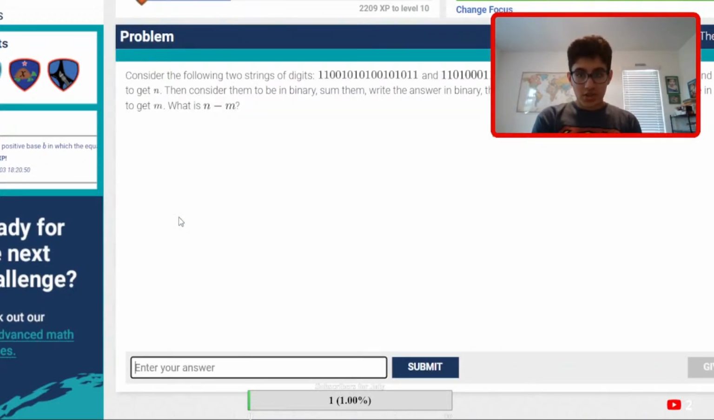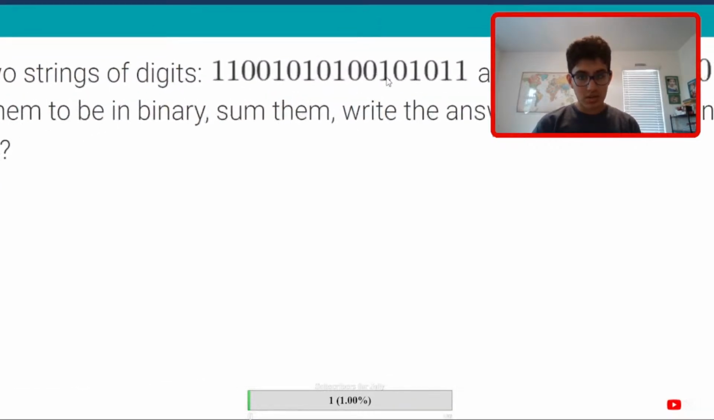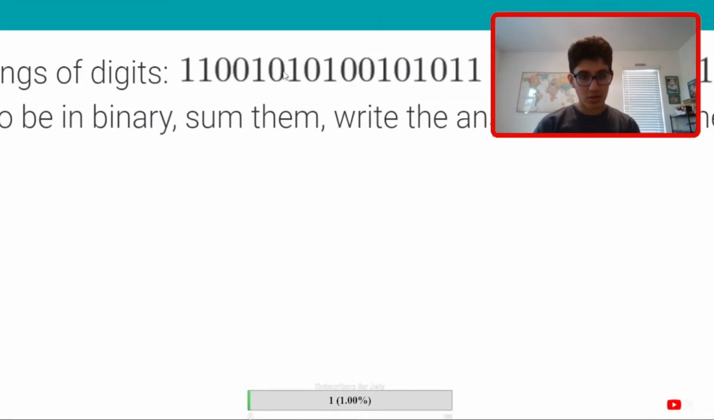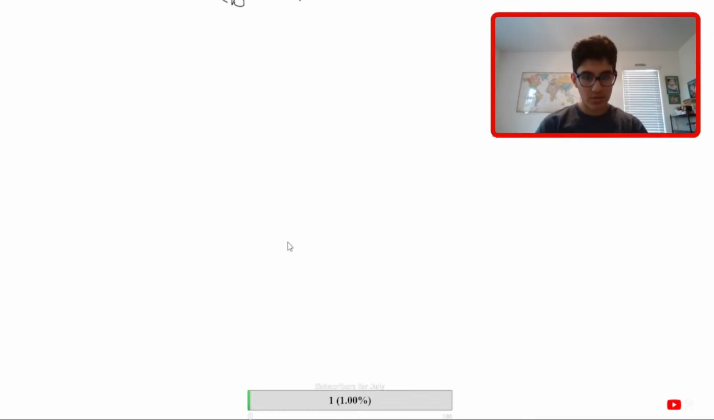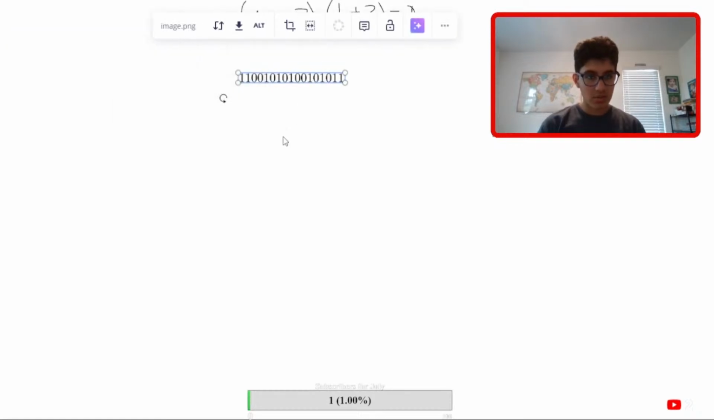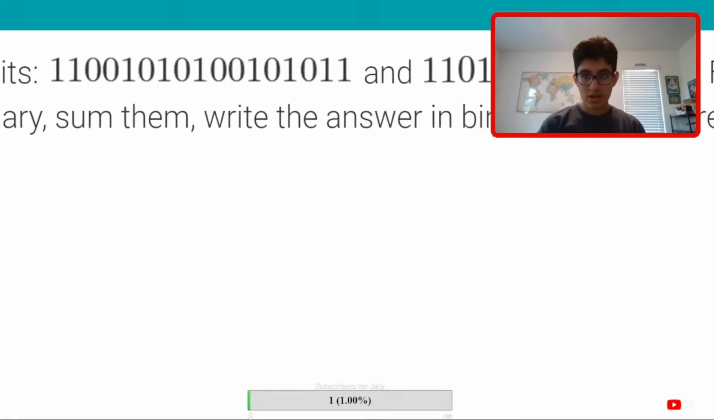Consider the following two strings of digits. First, consider them to be in base 10 and then sum them to get n. Then consider them to be in binary, sum them, write the answer in binary. Then interpret the digits of the sum as if they were in base 10 to get m. What is n minus m? Okay, this is so long though, so we have to like copy paste or something, right? I'll just copy paste the picture over here. In fact, I'll just copy it like that. This is the second one.